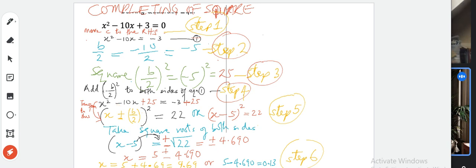Like in this case, we have written x, and we've written this b over 2, which we got as minus 5. So we have x minus 5 raised to power 2 equals that. Remember, minus 3 plus 25 itself is 22. Okay, what's the next step?